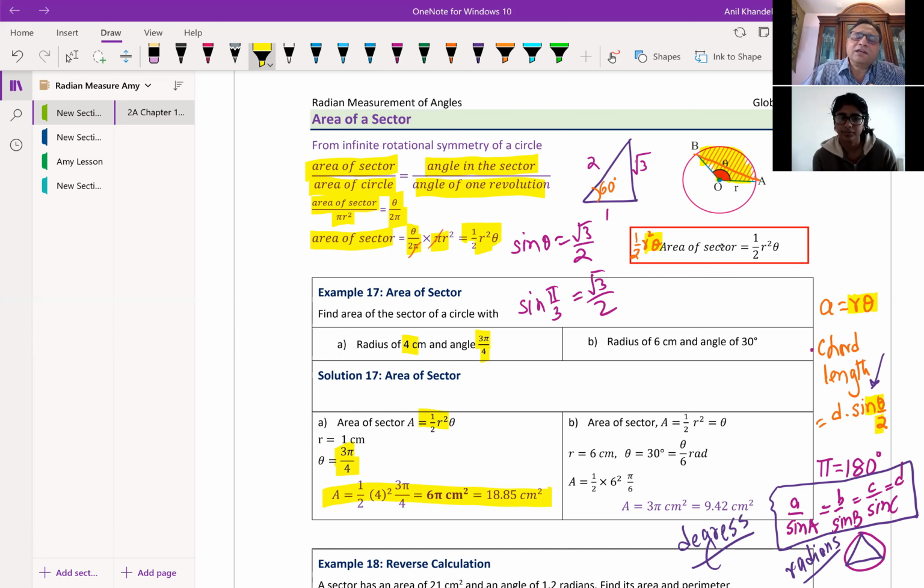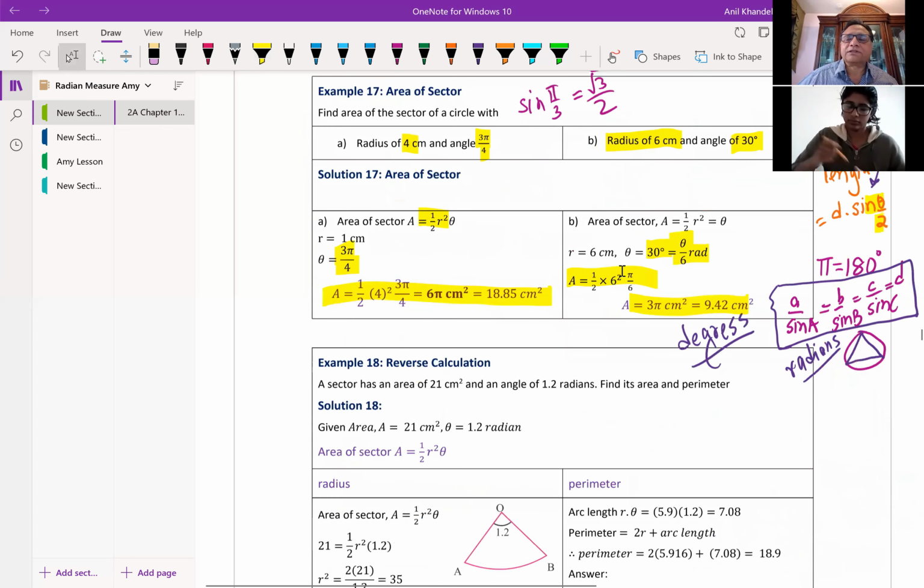Perfect. Now, the other way is we are given the radius and the angle in degrees this time. So when the angle is given in degrees, what will you do? You will convert them to radians. And once you have converted them to radians, apply the formula, get the result. Simple. Right. So this becomes a very basic question on sectors, correct?